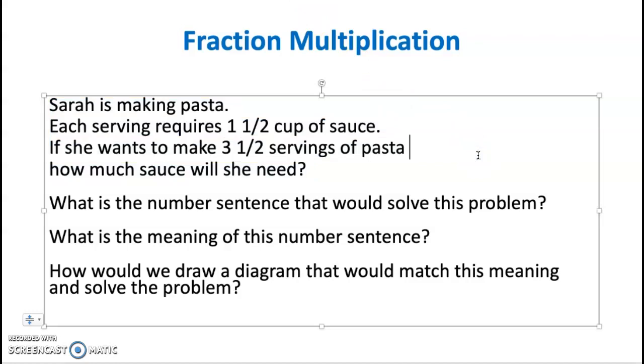It may also be that you have it written up on the whiteboard in this format, but the worksheet that you're giving to your students may have it separated. Okay, so the questions here are: what is the number sentence that would solve this problem? What is the meaning of this number sentence? And how would we draw a diagram that would match this meaning? So hit pause and see if you know the answer.